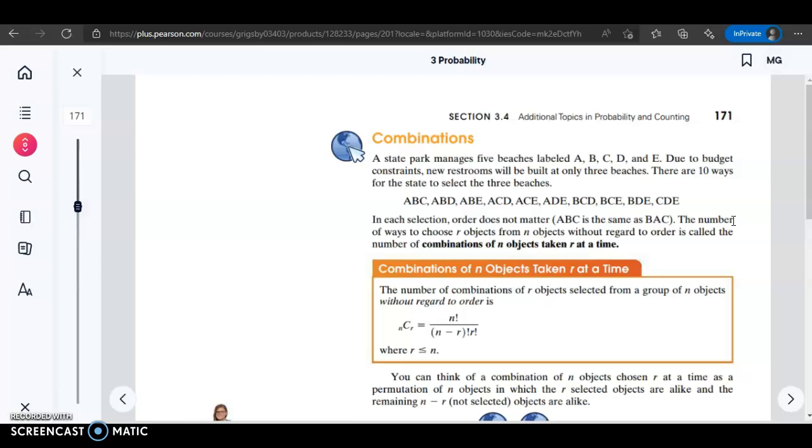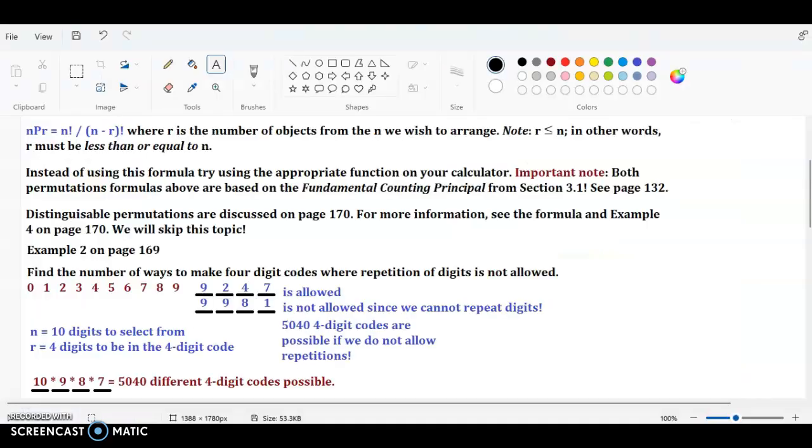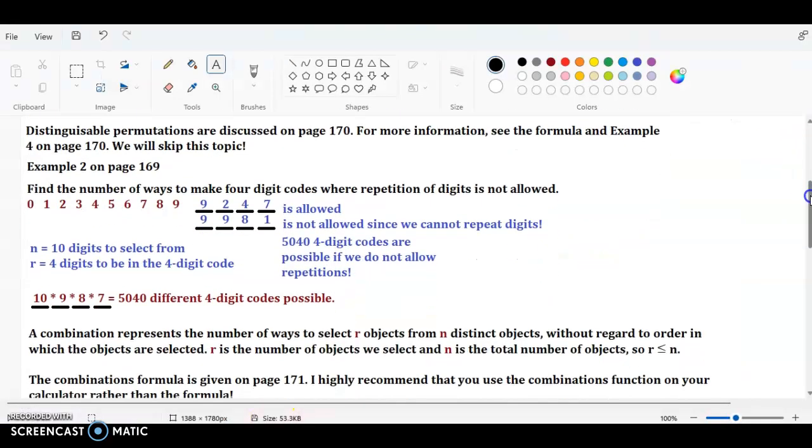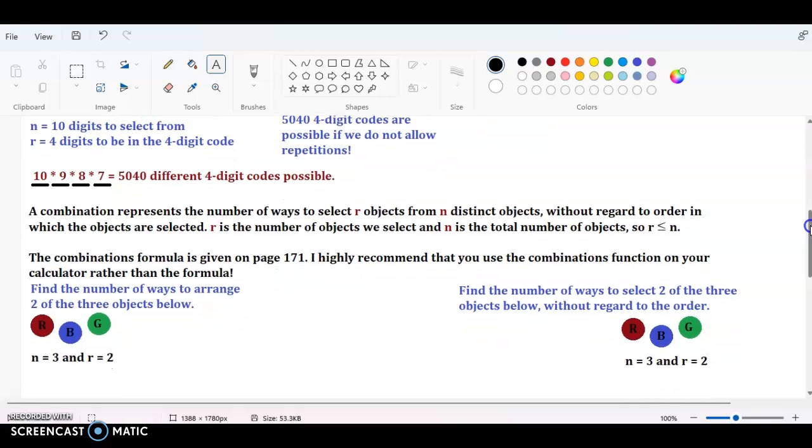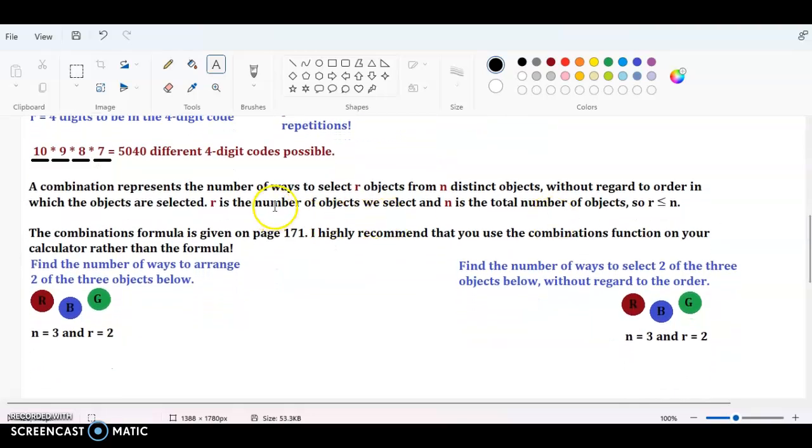The next topic is about what are called combinations. It says here in the box that the number of combinations of R objects selected from a group of N objects without regard to the order is given by this formula here, where R is less than or equal to N. So that brings us to the definition of a combination. A combination represents the number of ways to select R objects from N distinct objects without regard to the order in which the objects are selected.